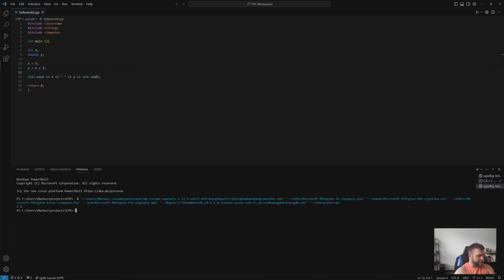Okay, so if you see here, it's showing 5, which was the variable number we assigned to x because it's an integer. And even though 5 divided by 2 is 2.5, because the variable we used was an integer, the program is only going to use an integer for that. So that is what I was talking about.